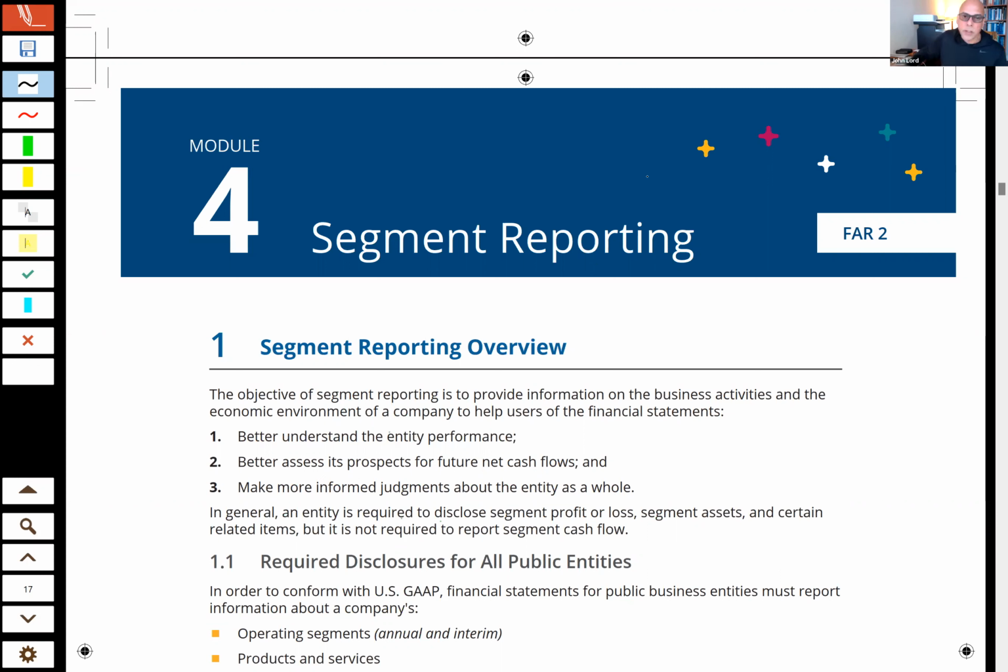Okay, so let's go ahead and take a look at segment reporting and what goes on with segment reporting. When we're looking at this, we're saying entities are these giant consolidated reporting entities.